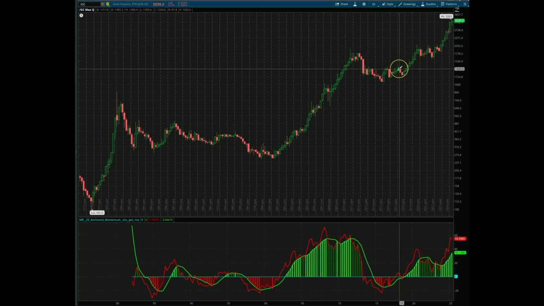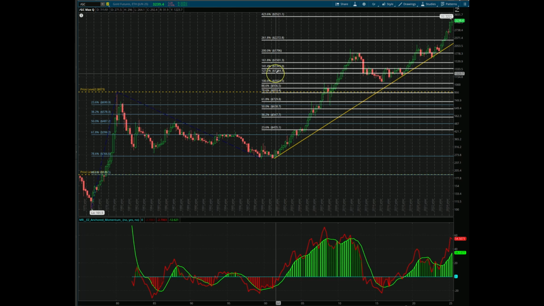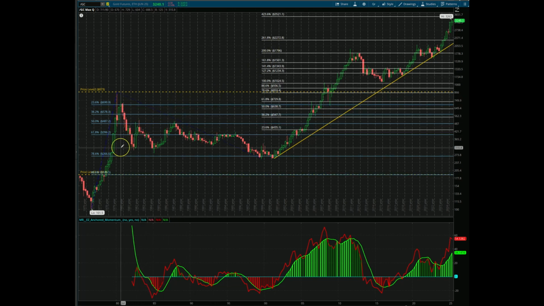Okay, so what else? Well, we want to put the annotations in. And I left a lot of lines up here. I was looking for confluence, and I was just noticing certain things. The white lines are Fibonacci projections, or extensions, I should say. The light blue lines are Fibonacci retracements.